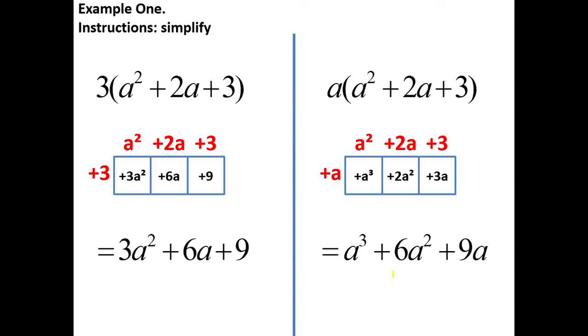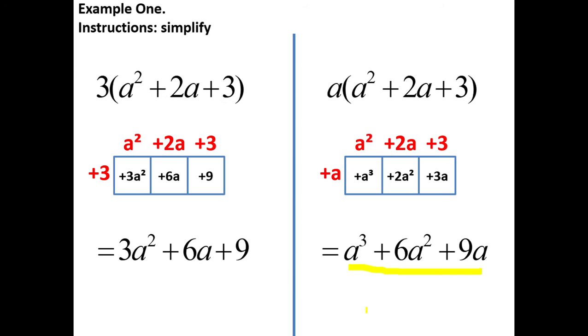But that's not quadratic because the exponent on this one is not a 2, it's a 3. That means this expression here is a polynomial because it has more than 2 terms. If it only had 2 things being added together, it'd be binomial. But it doesn't. It's got 3 things added together. So it's polynomial, and it's not quadratic because your exponent is not a 2.